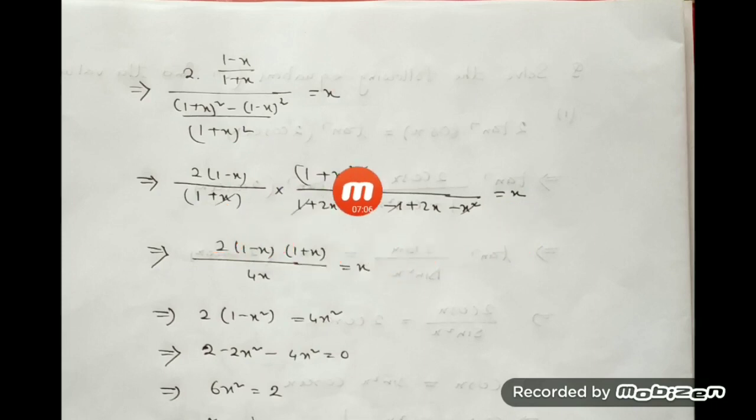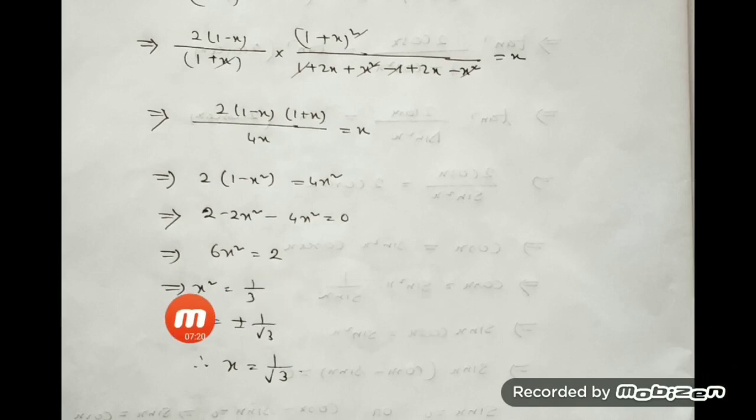On simplification, this cancels out. 2 into 1 minus x, here 1 plus x will be left. On this side we have 4x. Then you cross multiply. This is a simple algebraic equation now because trigonometry is removed. Then here you compare, and comparing we will have two values of x. X square equal to 1 by 3, that is x equal to plus minus 1 by root 3.